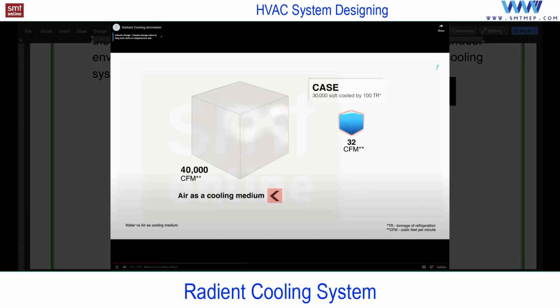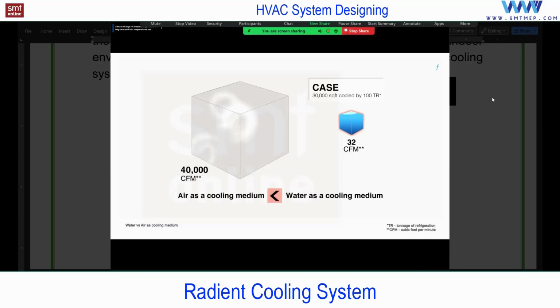Clearly, water is a much more potent cooling medium, and cooling by water is more efficient than cooling by air.